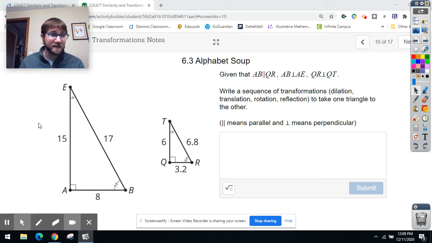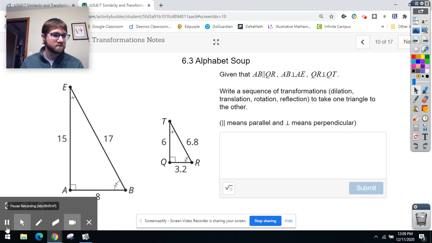I want you to pause again and try and tell me what sort of transformations it would take to fit one of these shapes onto the others. Think about what we did on our other example, if that helps at all.